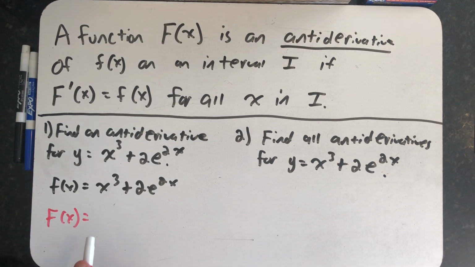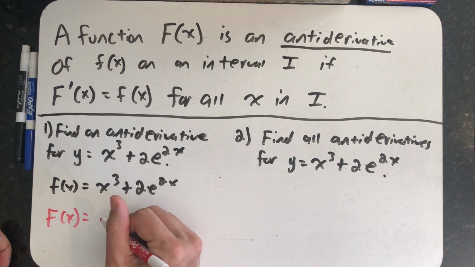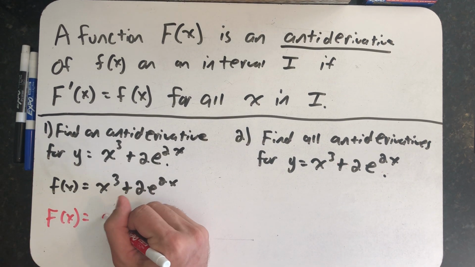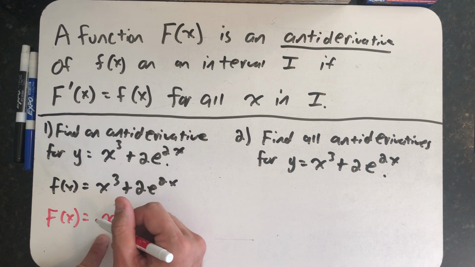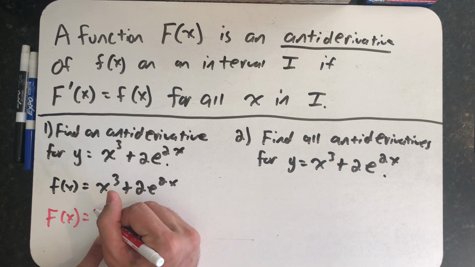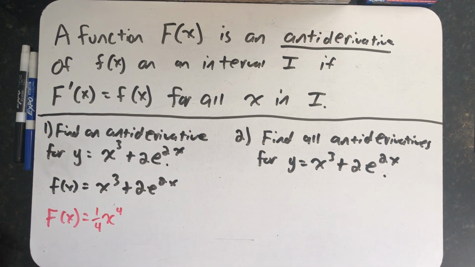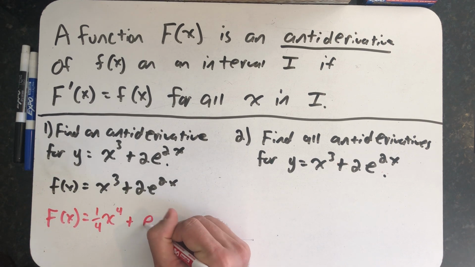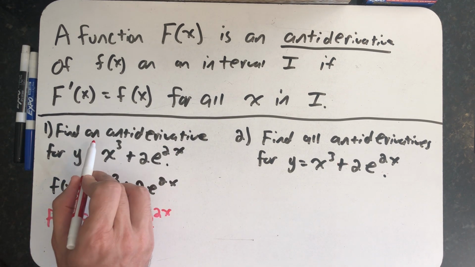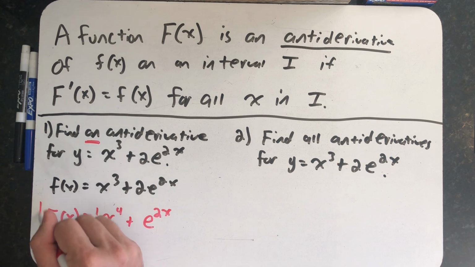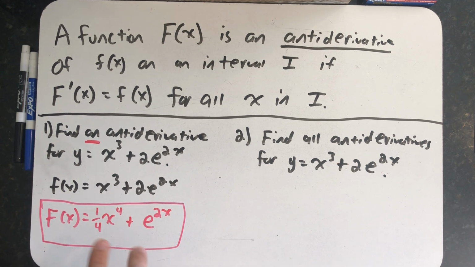So now I just need to think up a function that has this as its derivative. Really no different than the thinking I had before. So I'm thinking, well, the derivative of an x to the fourth would be an x cubed, but the derivative of x to the fourth itself would be 4x cubed. So if I multiply by 1/4, I fix the problem. And now I need a function whose derivative is 2e to the 2x. And if I just think about it, the derivative of e to the 2x is e to the 2x. And here I've satisfied these instructions. I was asked to find an antiderivative. And that's one of them, is an antiderivative.